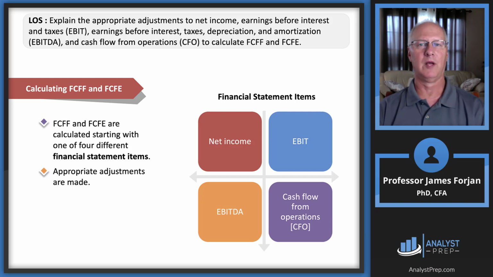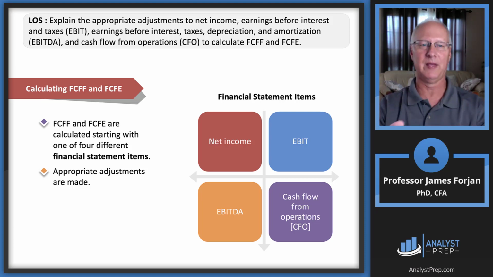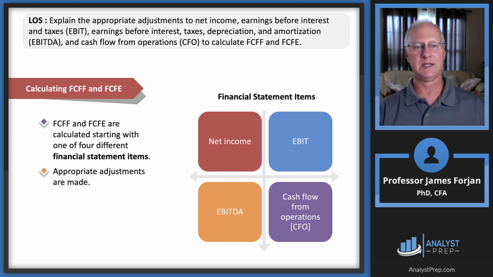All right, here's one of those LOSs that is really long and is going to require us to pay lots and lots of attention to the details. So the LOS says something like, suppose that the CFA Institute gives you something. How can you use that something to get to both measures of free cash flows? So this is what we're going to do. We're going to need net income. We're going to need EBIT. Then we're going to need EBITDA. And then we're going to need cash flow from operations. So whatever's given to us, one of those 4 financial statement variables, we're going to have to go ahead and compute free cash flow.